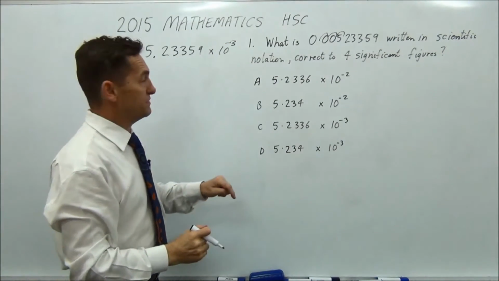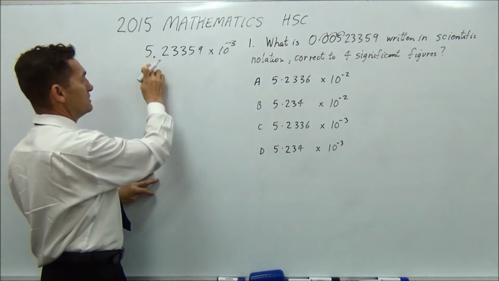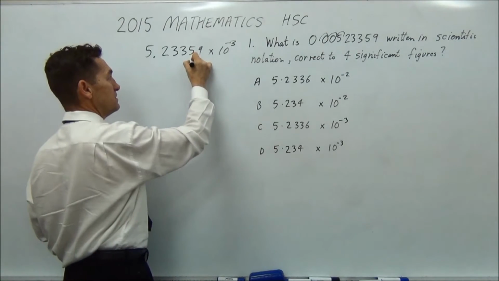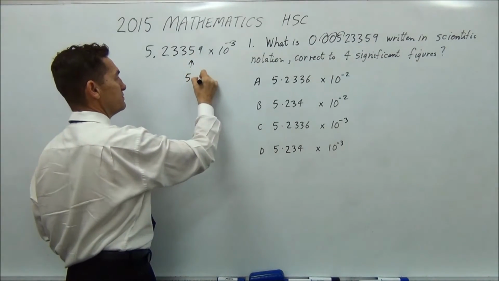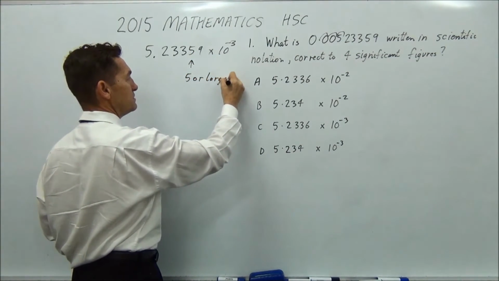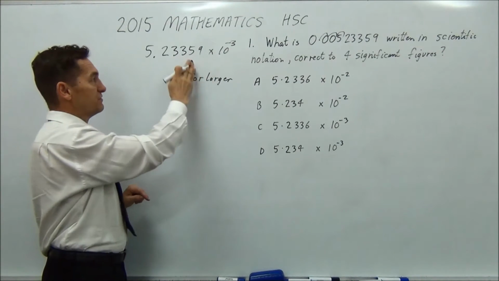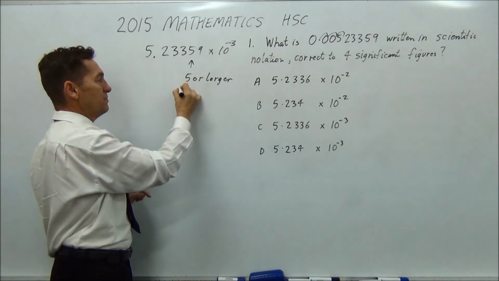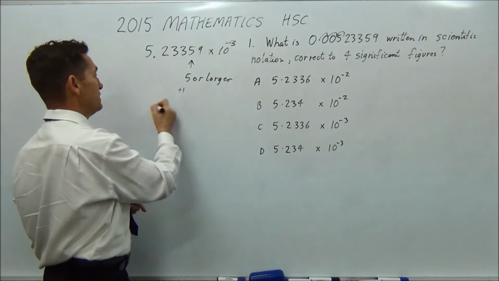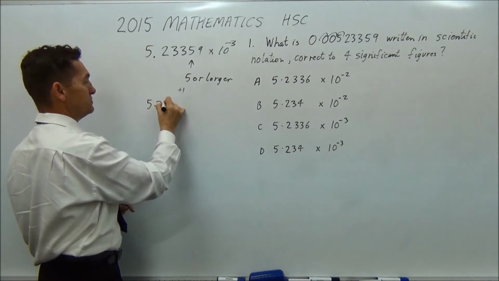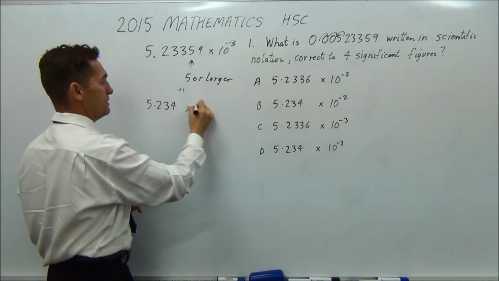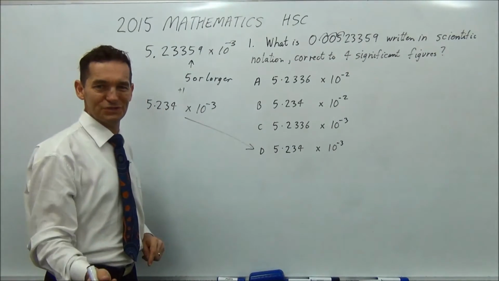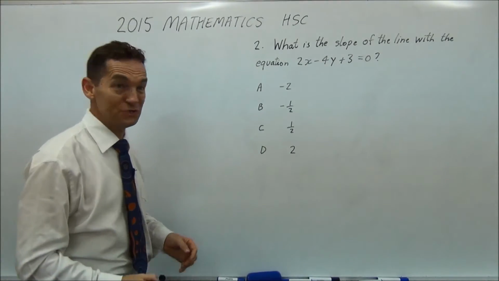Correct to 4 significant figures. Well, 1, 2, 3, 4, and we can just forget about that. The only problem is that number is 5 or larger. So if that number, which is the number after the 4 we want, is 5 or larger, then that number has to go up by 1. So the answer is 5.234 by 10 to the minus 3, which is D.